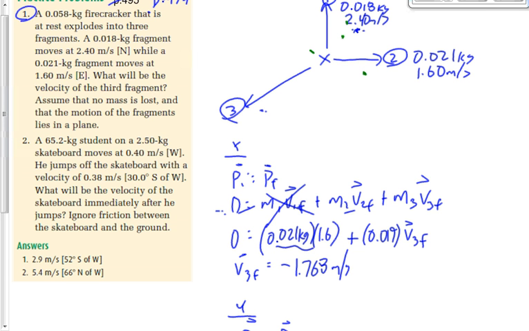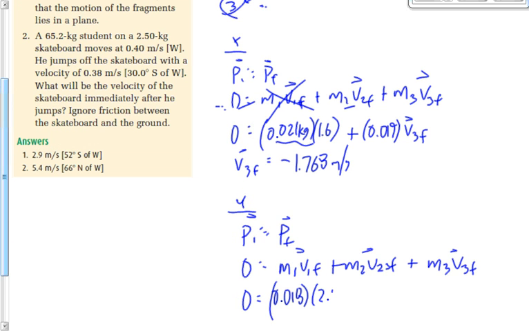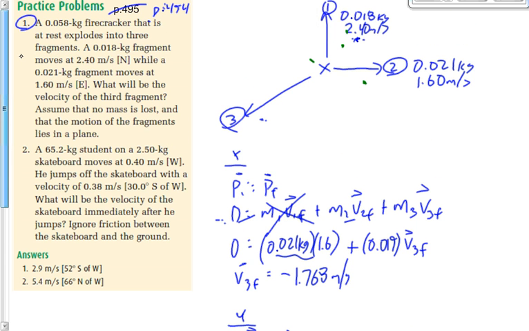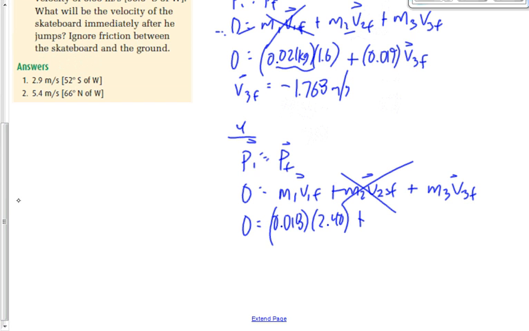For the y component, what is it, Tanner? 2.4. If it was downward, we make it negative. Upward, we make it positive. M2 V2F is 0 because we're dealing with the y component, and you can see that object number 2 doesn't go up and down at all. M3 V3F, 0.019 times V3F. We solve for V3F here. What does that work out to be for the y component? Negative 2.273. Thank you. Again, negative tells us that it's down, which tells us that we drew our diagram correctly.